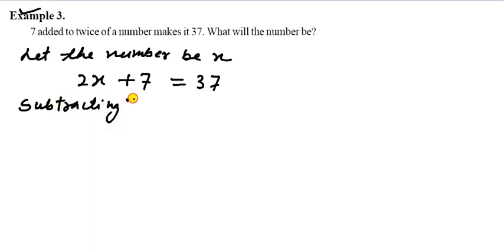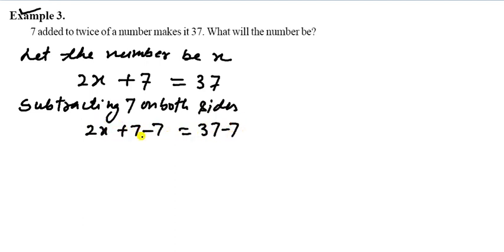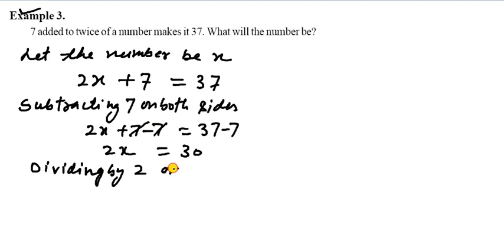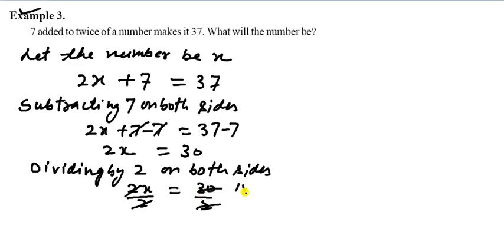Subtracting 7 on both sides. What will happen? So 2x plus 7 minus 7, it is 37 minus 7. So it becomes only 2x and here is 30. Now dividing by 2 on both sides. 2x and here is 30, so divided by 2, the 2 will be cancelled out. 2 ones are 2 and 2 fifteens are 30, so x will be 15. 15 is your number, so you can write here.